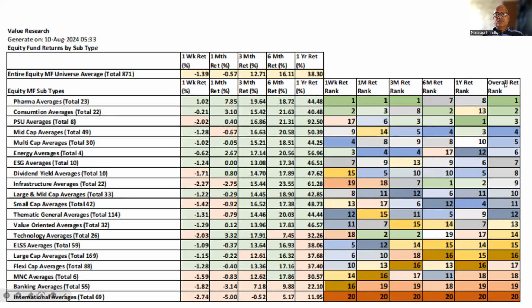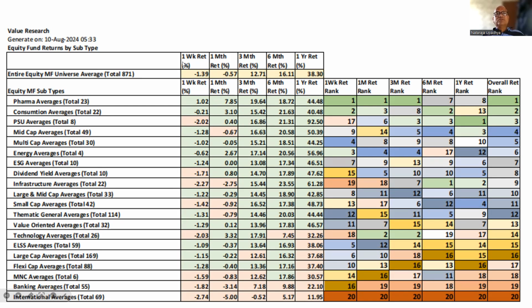Now, let us look at this table. Though it looks very busy, if you look at it in an orderly fashion, it becomes very clear. I have the 20 subtypes, and for each subtype, I have mentioned how many funds there are. Totally, there are 871 equity funds in the universe as per Value Research, and the breakup of these 871 by subtypes is given here.